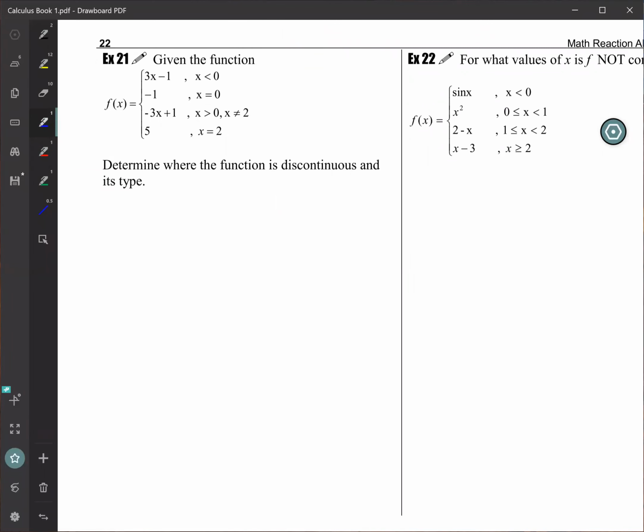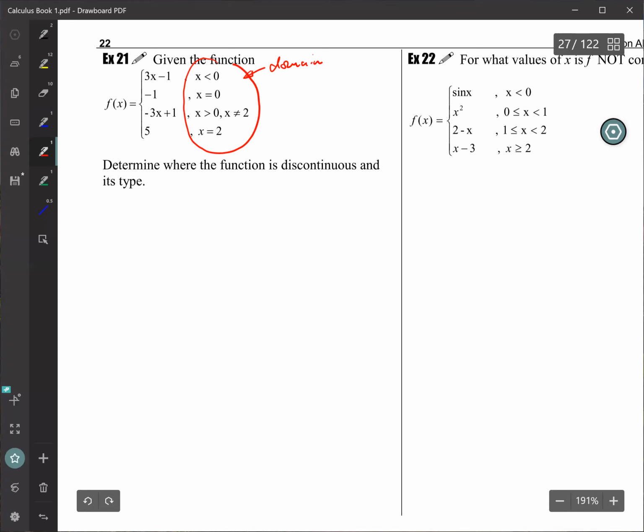Right, so let's start with this one. So the possible places that we need to check is where the pieces are glued together, right? If you look at the first piece, it only exists on x less than 0, right? You look at the domain. This part is called the domain. So you have one piece that's on the left side of 0, right? One piece is at 0, and then another piece is at greater than 0, right? And then another piece is at x equal to 2. So the suspicious places are at 0 and 2. That's how you pick, okay? And then you just need to check the limits around those two places, okay? And then we'll find out the type.